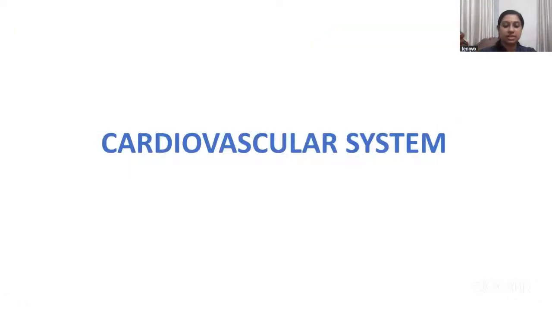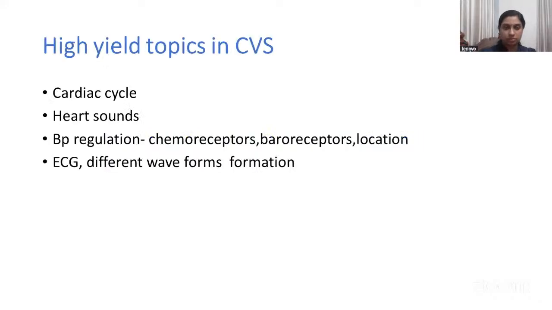So next we can discuss some MCQs about cardiovascular system. Okay. So these are the high yielding topics in relation to CVS. So cardiac cycle you have to study. Many questions are asked from this particular area. And heart sounds, BP regulations, basically the chemoreceptors, baroreceptors, their location, etc. And ECG, different waveforms and their formation.